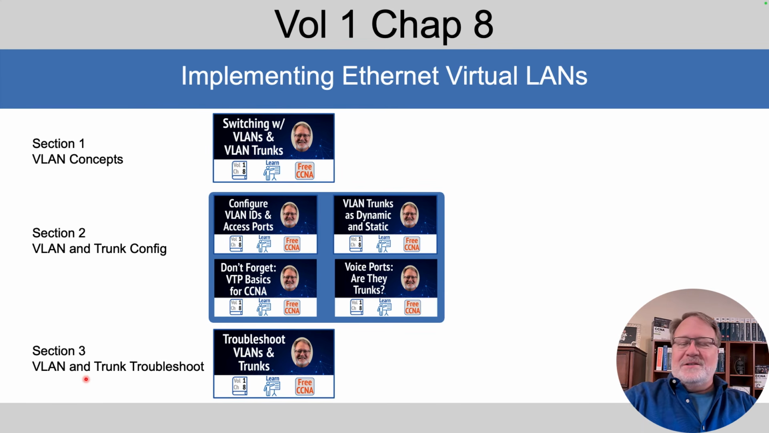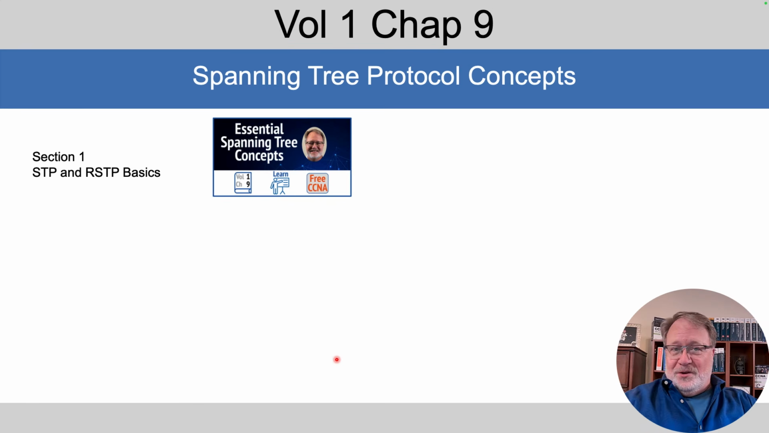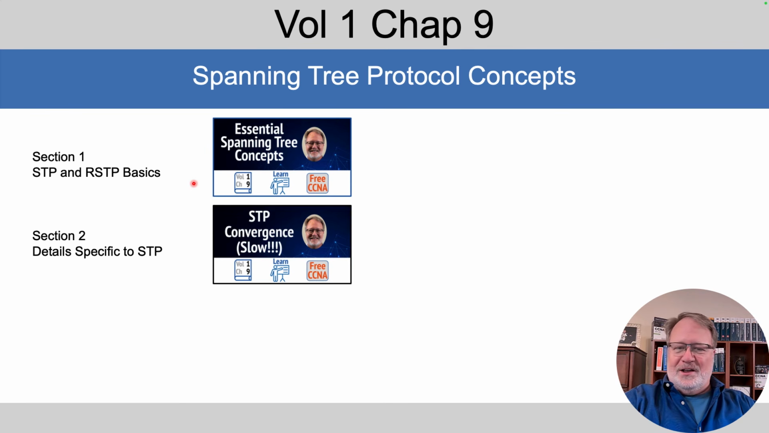Then for the third section, we're back to one video to match one major section of the chapter, VLAN and trunk troubleshooting. We've got a video on that. Then moving up to Chapter 9 from the current edition of Volume 1, there's a first major section on the basics of both spanning tree and its faster, newer, rapid spanning tree, and we've got one matching video on that.